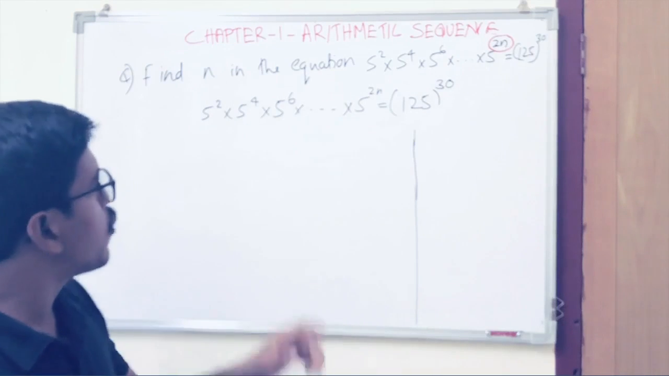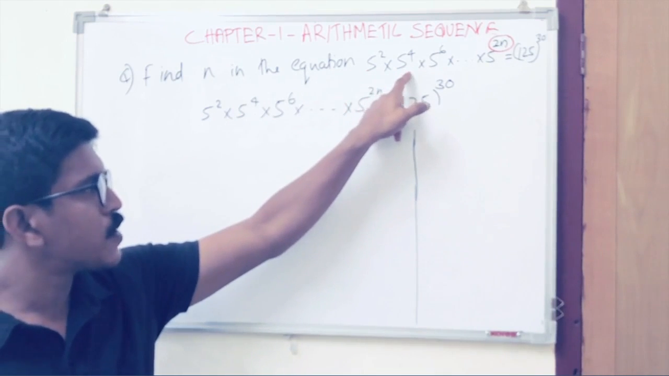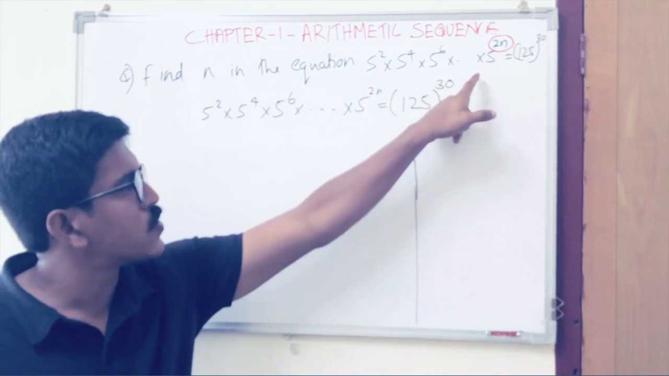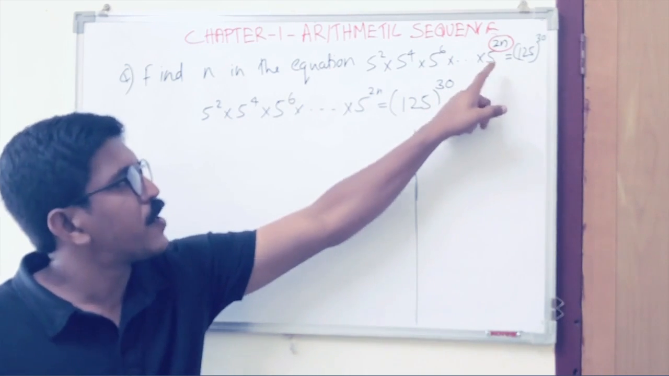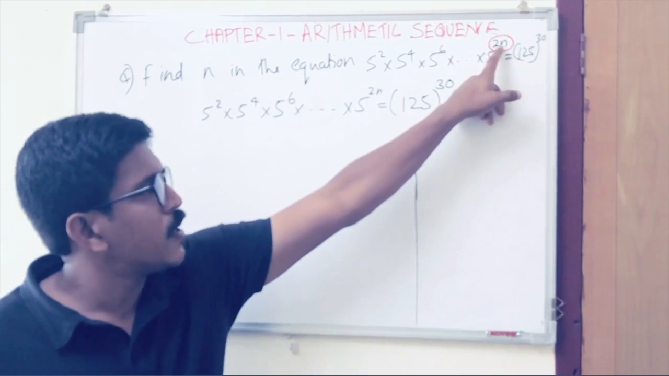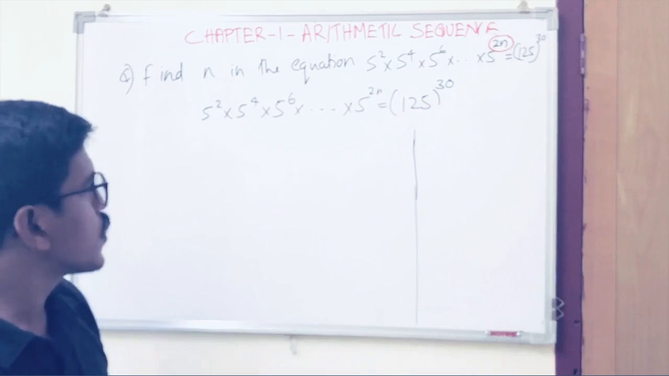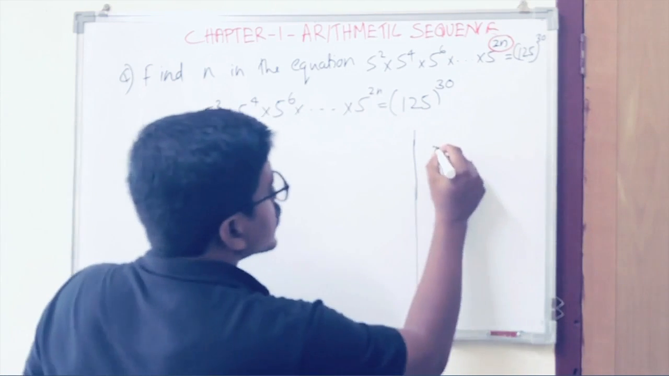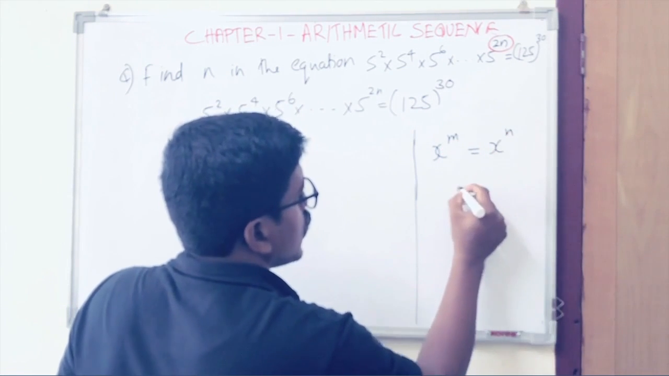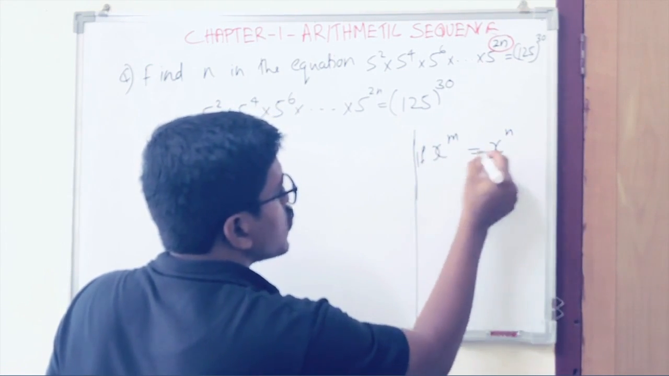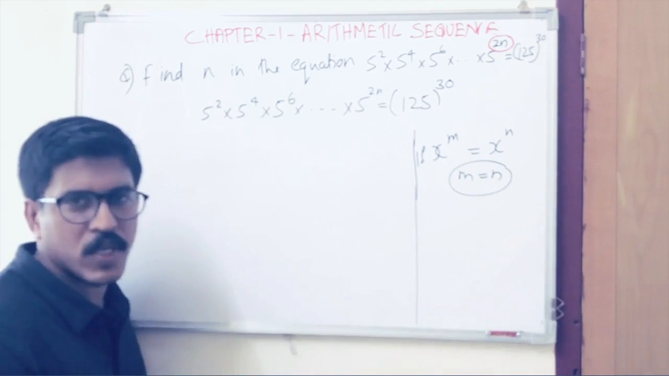Let us check another problem here. Find n in the equation 5 square into 5 raised to 4 into 5 raised to 6 into etc. into 5 raised to 2n is equal to 125 raised to 30. That is, here you can see the n. In this equation, we are going to find out the value of n. All of you know that if x raised to m is equal to x raised to n, then m equal to n. You can take m equal to n.